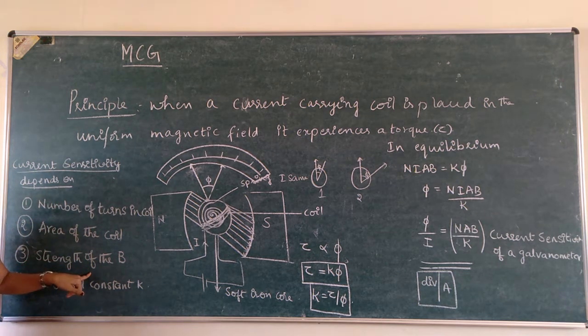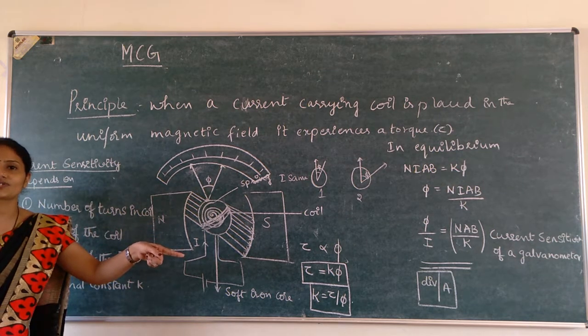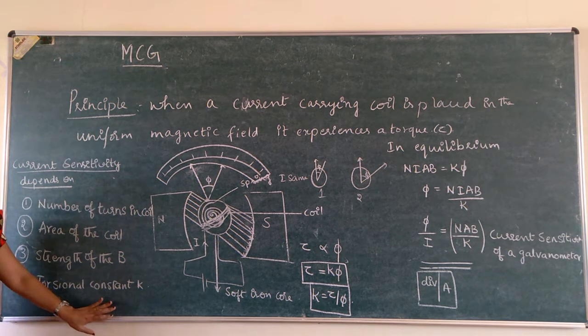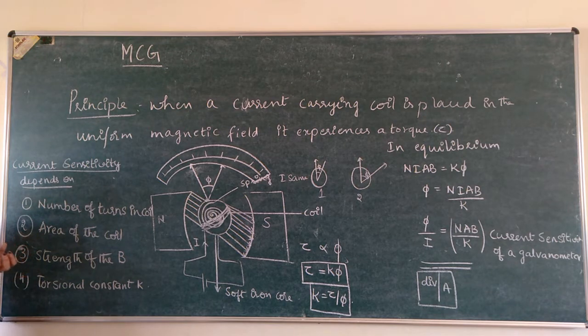Strength of the magnetic field. So current sensitivity is directly proportional to the strength of the magnetic field. That means if B is increased, then current sensitivity also increases, and it is inversely proportional to the torsional constant. If you use a spring having a very low K value, then you can increase the current sensitivity of the given galvanometer.